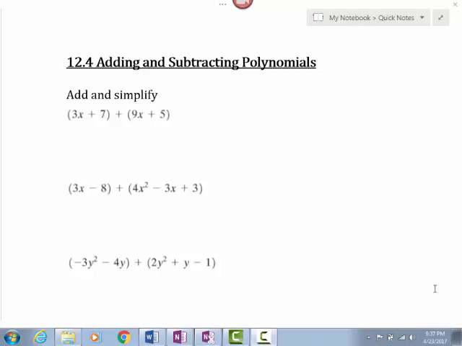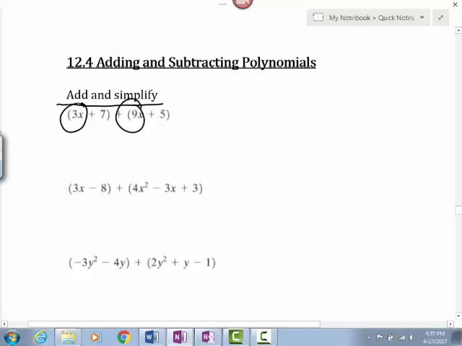Section 12.4 talks about adding and subtracting polynomials. The way we add polynomials is simply to combine like terms. So if you notice the first problem that we have here, it just says to add and simplify. So let's go ahead and do that. We're going to combine our like terms.